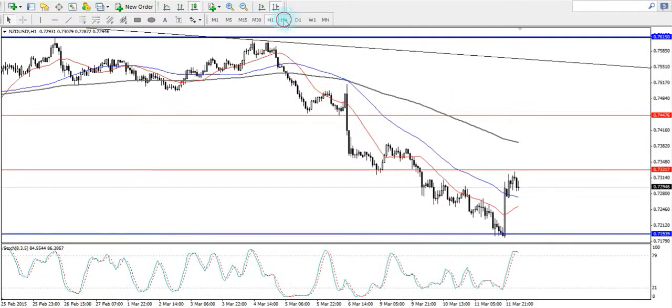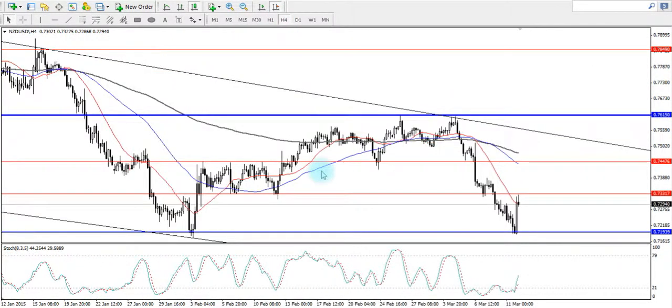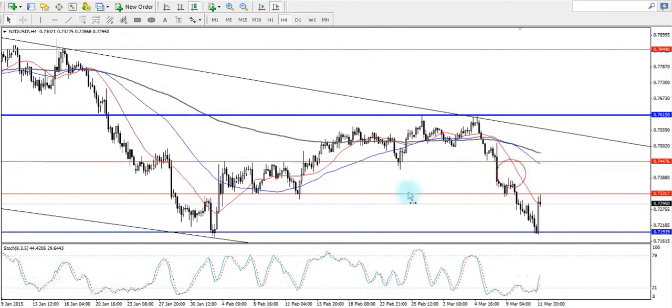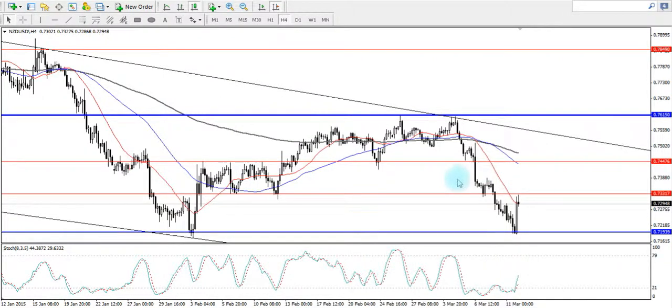Next, we have the New Zealand dollar against the US dollar. Price actually appreciated after the monetary policy, or rather the rate statement, was released by the Reserve Bank of New Zealand. So it appreciated, and right now it seems to be resisted by the resistance level at 0.7331.